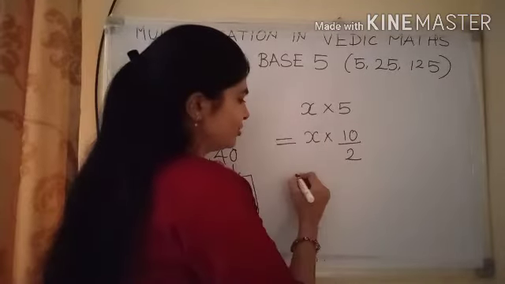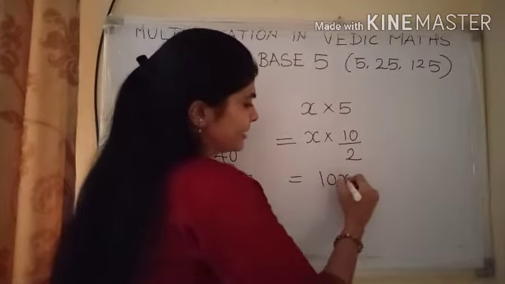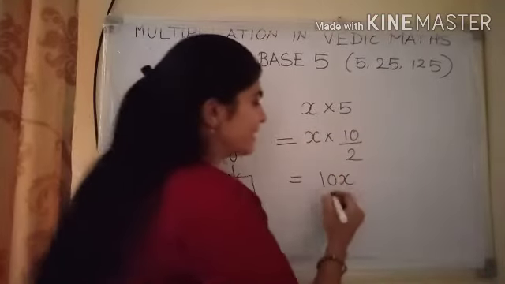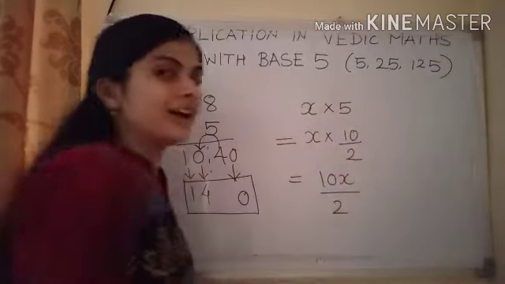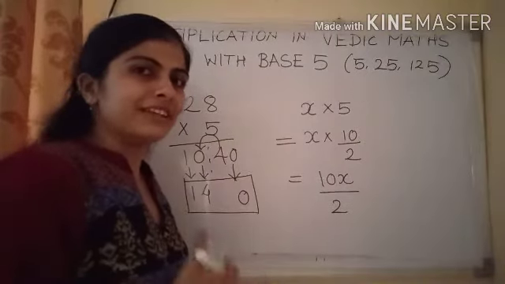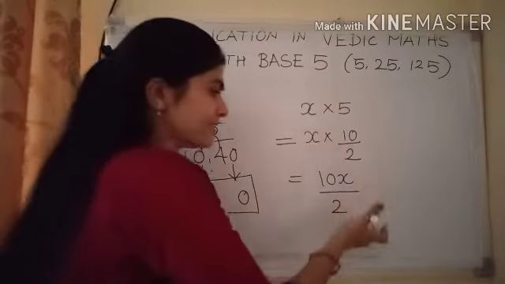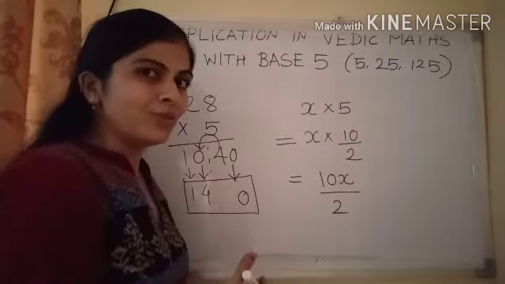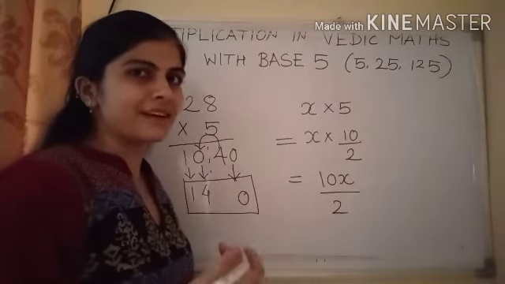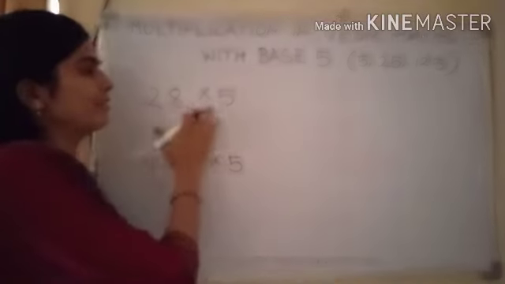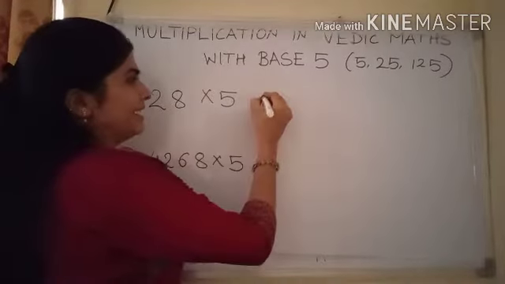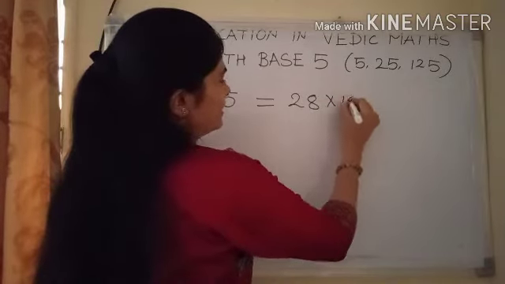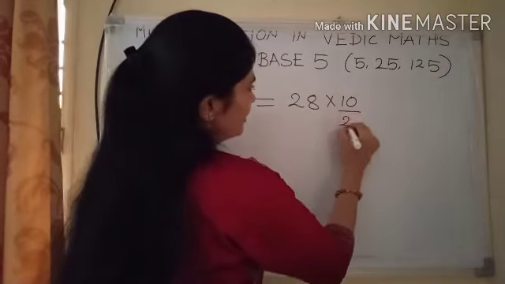So x into 10 is 10x. It means I need to multiply this number by simply 10, then do half. Then we can get the answer. This is quite quick and easier than this one. How? Let's start with some examples. First example, 28 into 5. As I have explained, multiply it by 10, then divide by 2.